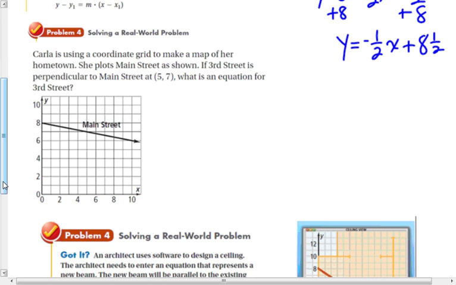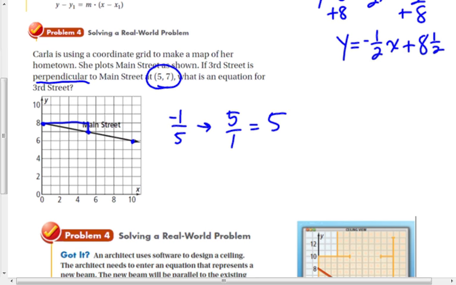All right, let's solve the problem here using the information we've learned. It says that Carla is using a coordinate grid to make a map of her hometown. She plots Main Street as shown. If 3rd Street is perpendicular to Main Street at (5, 7), what is the equation for 3rd Street? So it has to be perpendicular. That means the slope has to be the opposite reciprocal. So let's figure out the slope. It looks like the slope of Main Street is we're dropping 1 for every 5 we go across. So the opposite reciprocal of that, let's flip that over, 5 over 1, make it positive, would be 5.